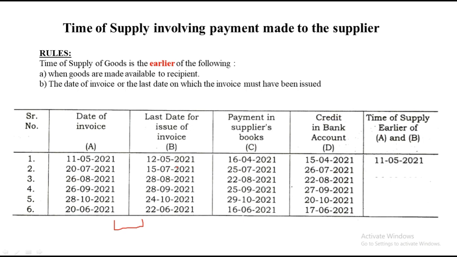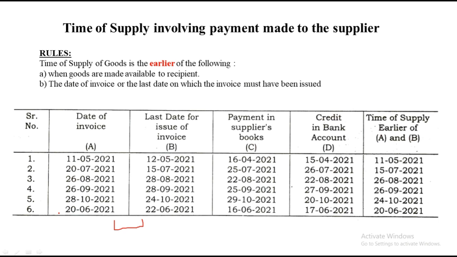20th July and 15th July. 15th July is the earlier date, so 15th July is the answer. 26/8 and 28/8: 26 is the earlier date, that becomes the time of supply. 26/9 and 28/9: 26 is the earlier date. 28 October and 24th October: 24 is the earlier date, so 24 October will be your time of supply. And last, 20th June and 22nd June: 20th is the earlier date, so your answer will be 20th June.